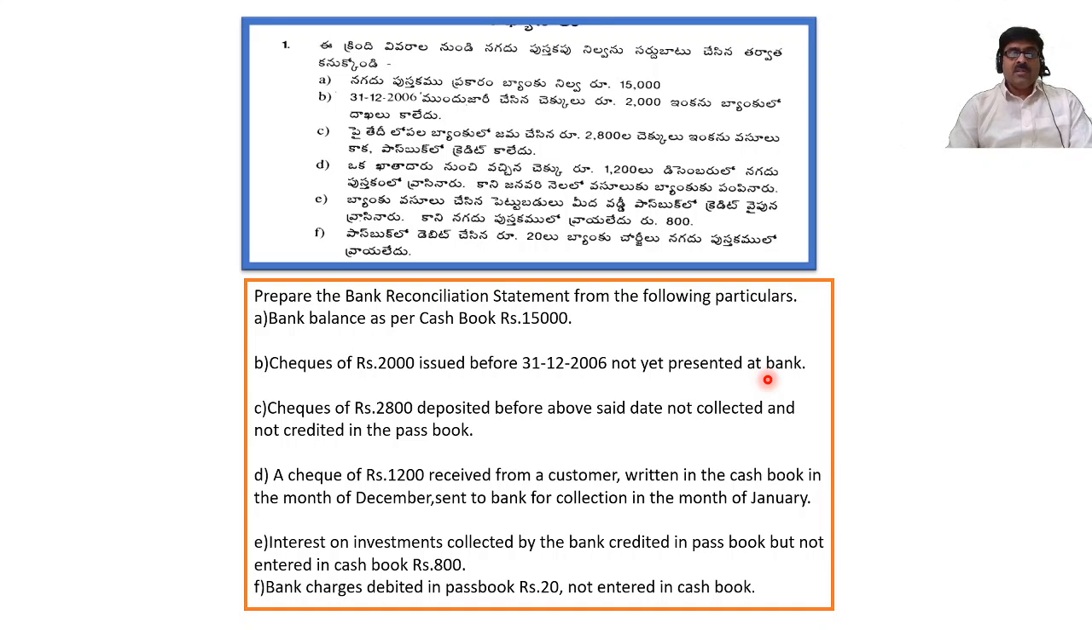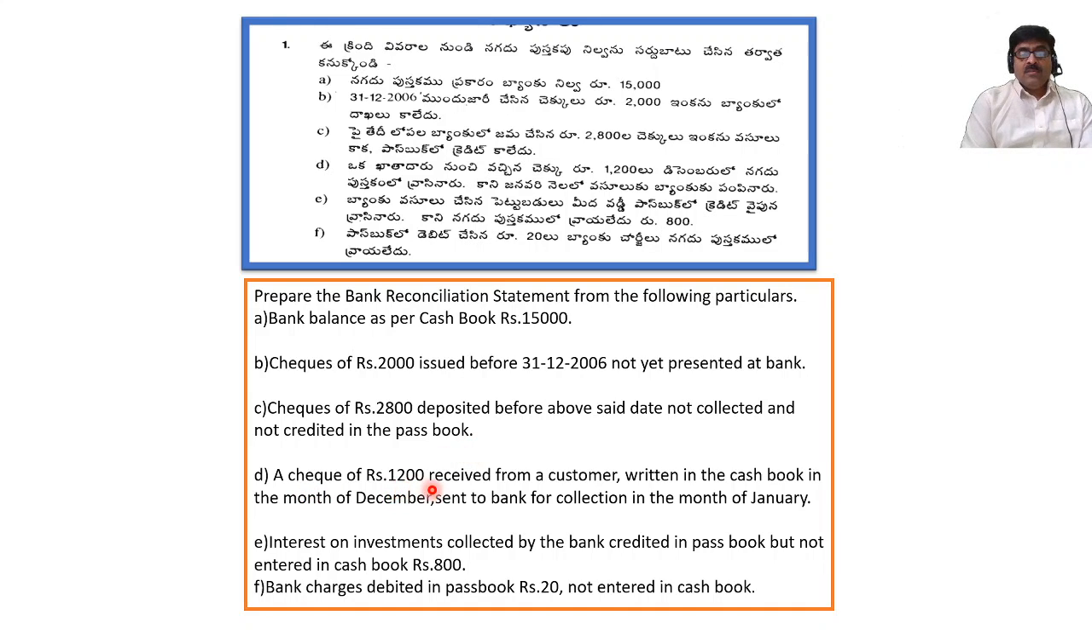So when checks are issued, it decreases the cash balance. To equal this amount with the passbook, we have to add this 2,000 rupees. C. Checks of rupees 2,800 deposited before the said date, not collected and credited in the passbook. This amount is debited in the cash book. It will increase the cash book balance. So to equal this amount with the passbook, we have to deduct this 2,800.